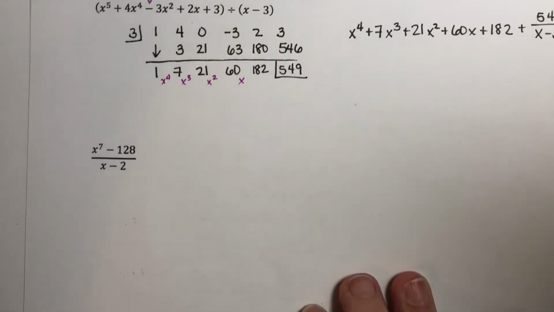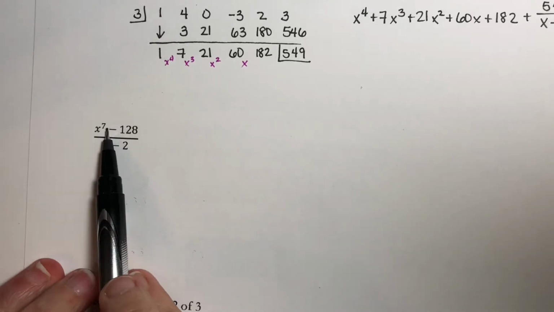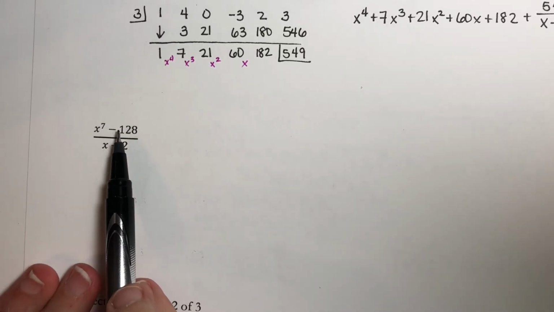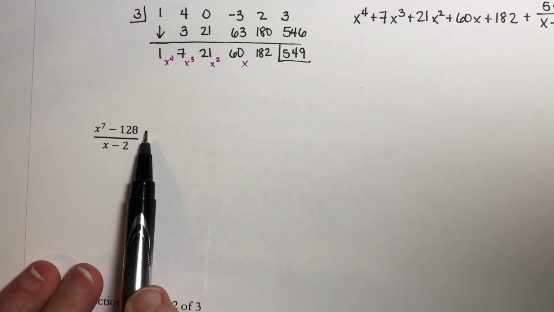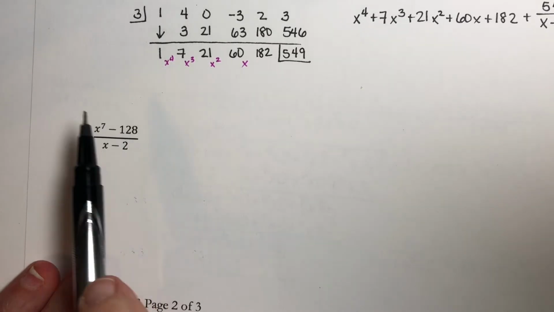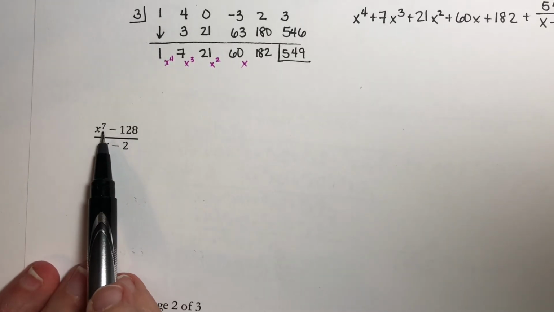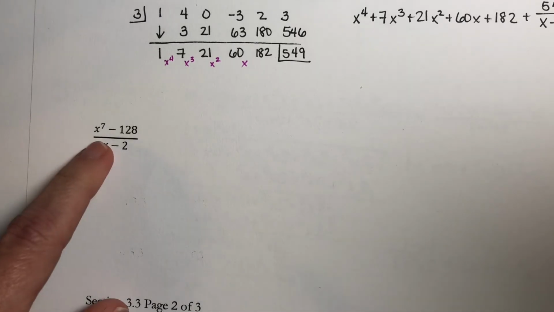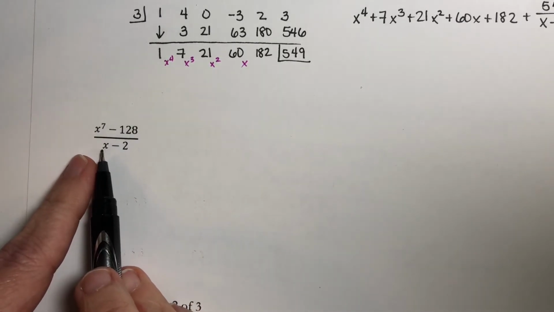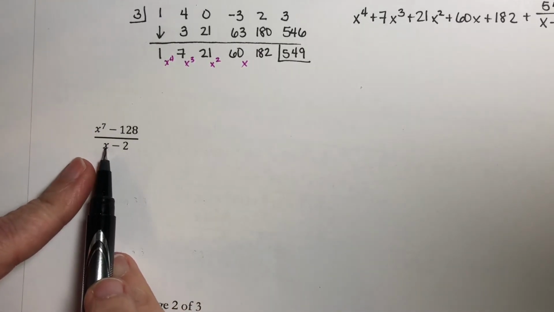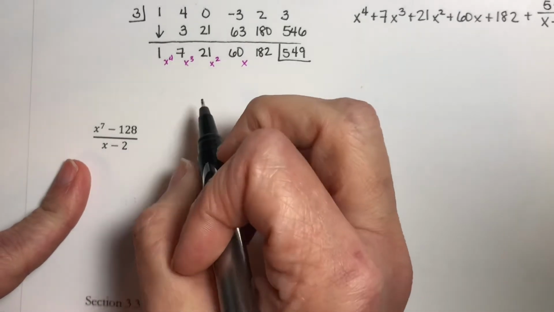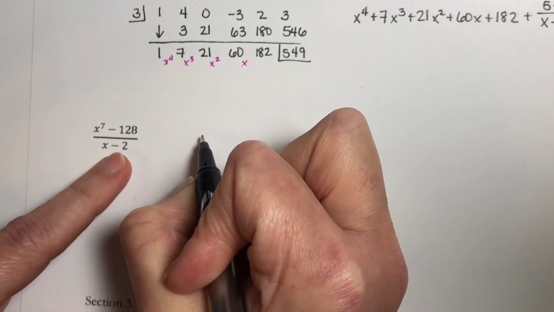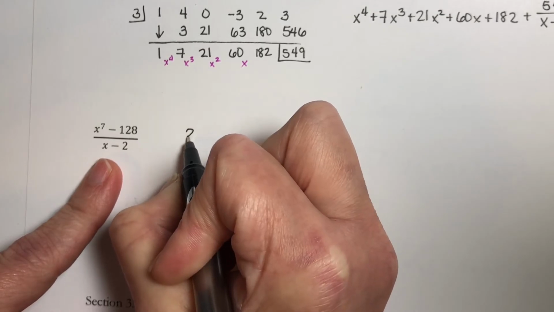Okay, so let's try x to the 7th minus 128 divided by x minus 2. Now we have a lot of missing terms here. So I have to put in something for the 6th power all the way down to the 1st power. Let's look at this. This is x minus 2. It's a degree of 1 with a coefficient of 1. So when I do my synthetic division, this is a minus 2, so I write down a positive 2.